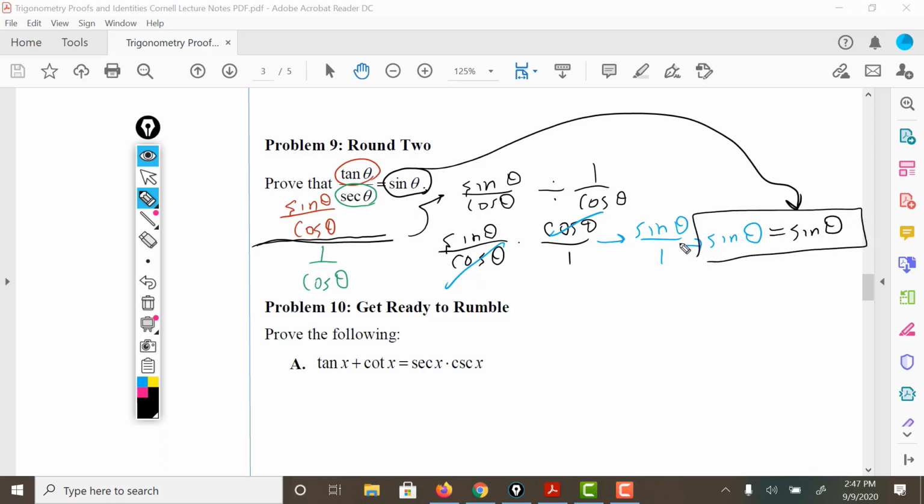Notice they're the same. So we took the left side and we manipulated it in such a way that we got the right side. Okay. Autobots, roll out!